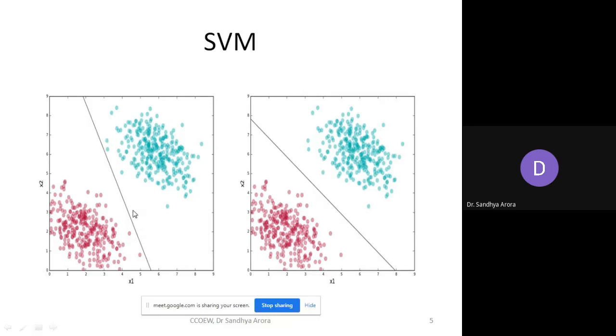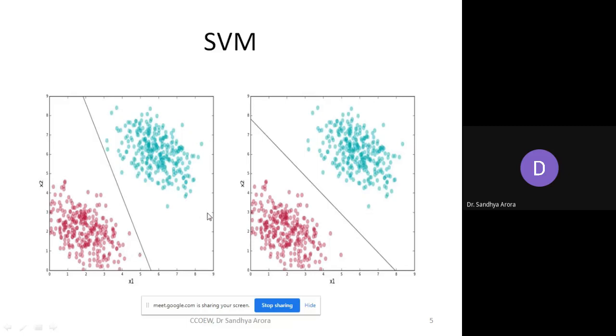If you take this kind of separating boundary and some of the red points come here, they will be misclassified. Or if some of the green data somehow comes near to this line on this side, it will misclassify your data, because this line is skewed. The upper part is skewed towards this data and the lower part is skewed towards this data.